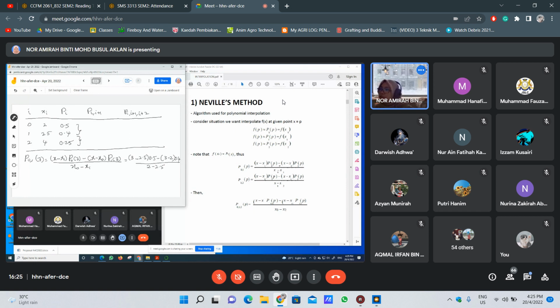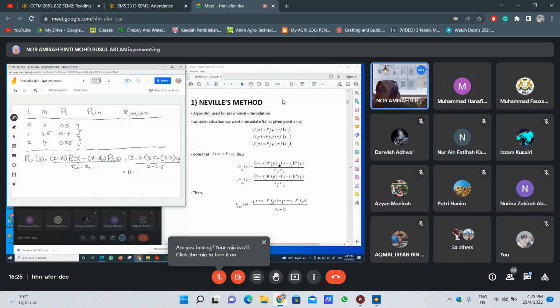Berapa ni kelas? Berapa? Tak dengar apa, kalkulator? Kelas kira tak ni? Berapa? 0.3. Sini. 0.3. So meaning dekat sini adalah 0.3.